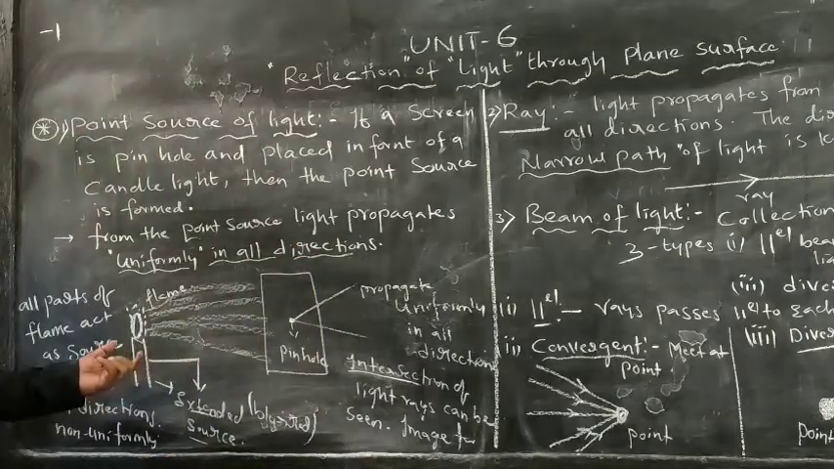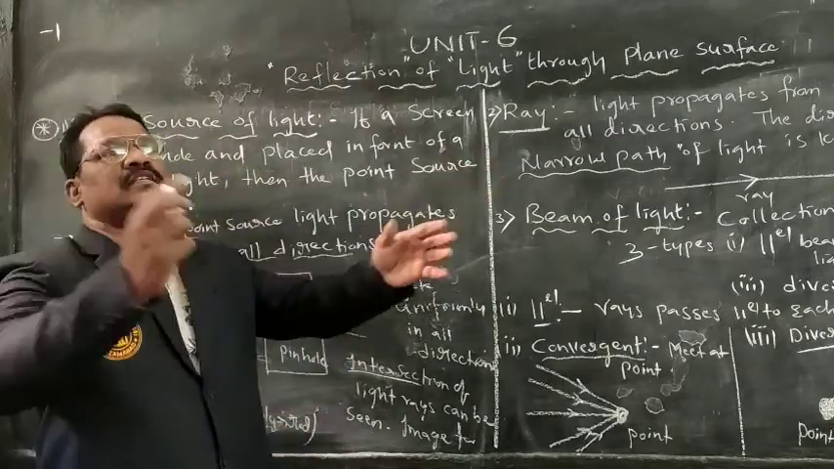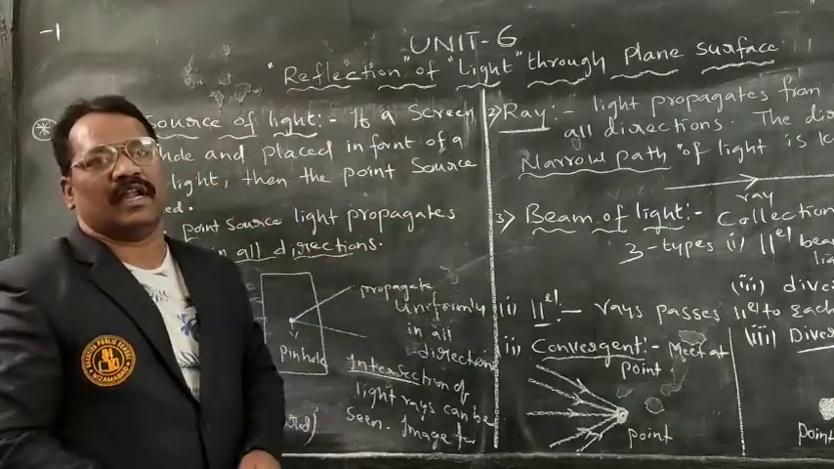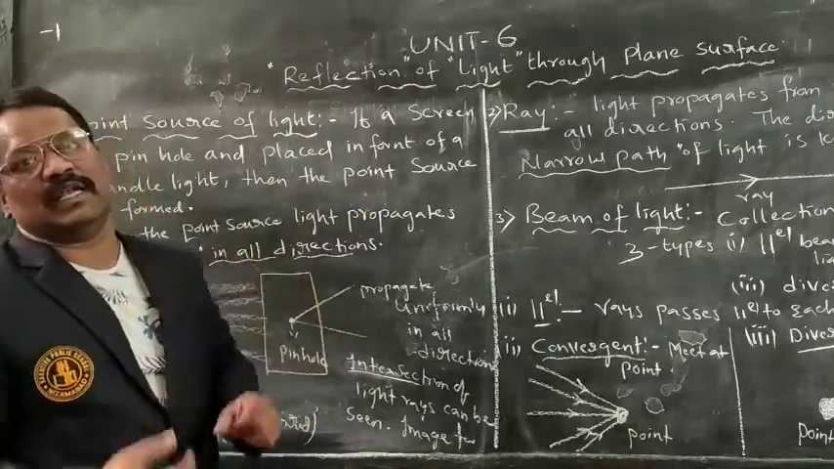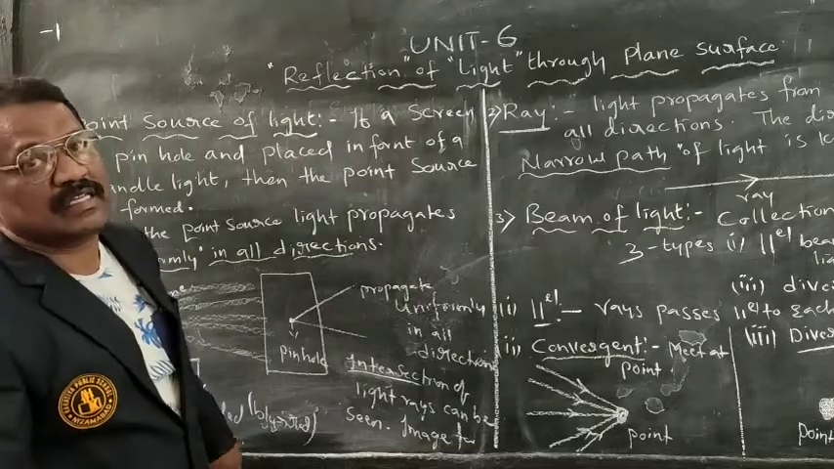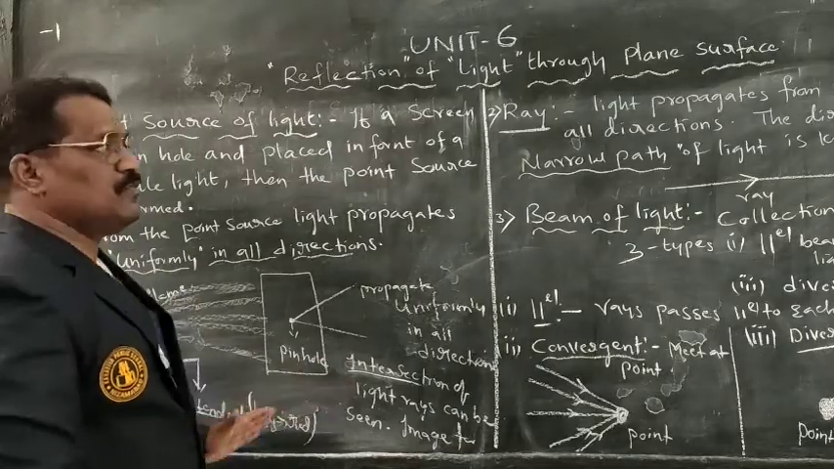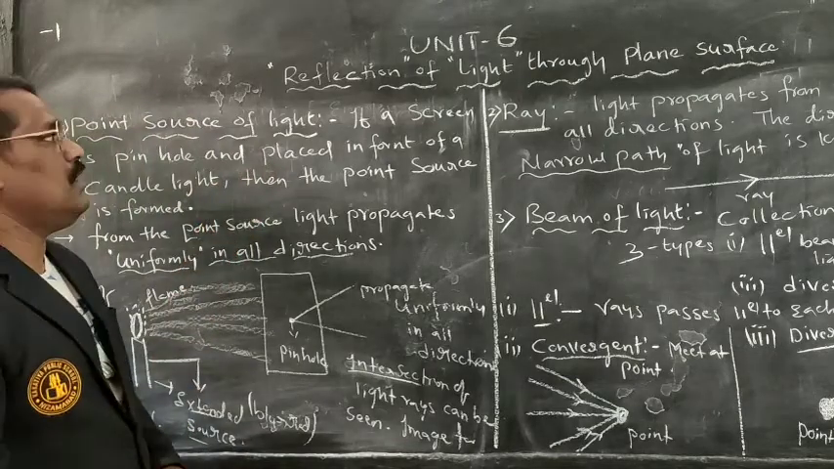But with an extended source, the reflected rays can travel in all different directions. We cannot estimate clearly the intersection point of those reflected rays with the extended source, which is producing light from the candle.